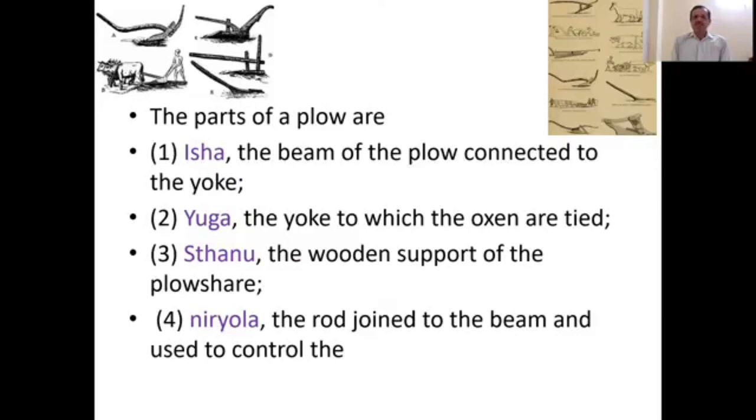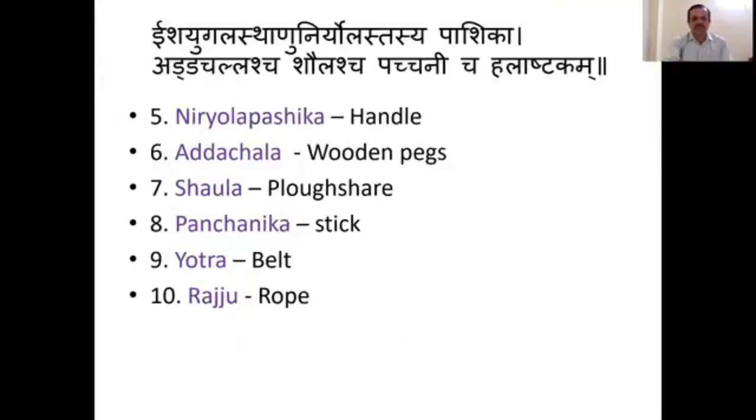Then it is also mentioned about the parts of the plow. There are 8 important parts of the plow mentioned, though 2 more are also given. The 8 parts of the plow are Isha, Yuga, Sthanu, Niryola, Niryola Pashika, Adachala, Shaula, Pachani. Isha Yugala Sthanu Niryolastasya Pashika, Addachalascha Shaulascha, Pachani cha halashtakam. The 8 parts are mentioned like this.